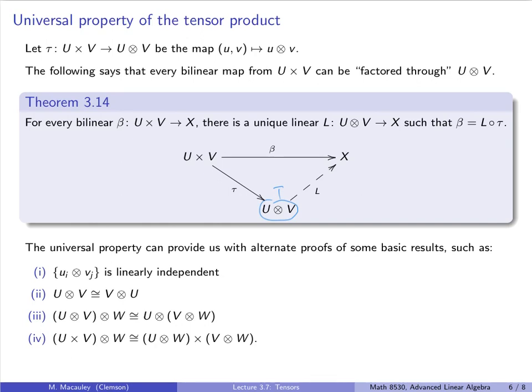The universal property can also provide us with alternate proofs, or maybe I should say alternate verifications of some basic results, because there are a lot of ways to define and construct a tensor product. We've got to be really careful with circularity here. So I'm going to say that this is a good way to verify that u_i tensor v_j is linearly independent.